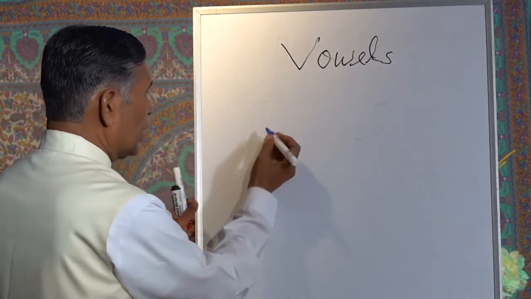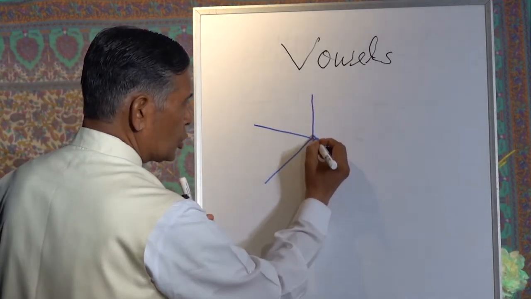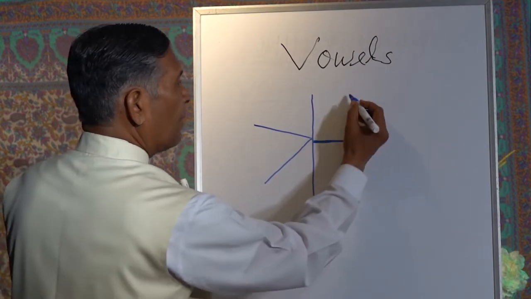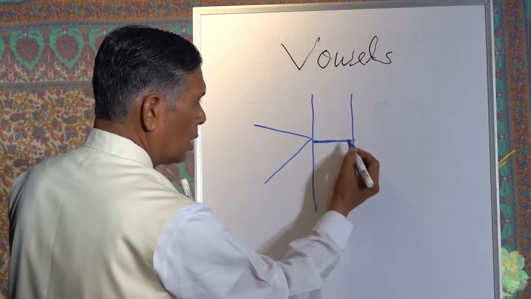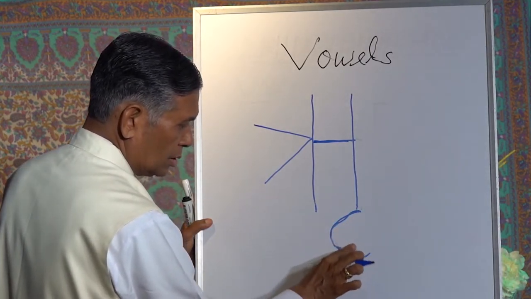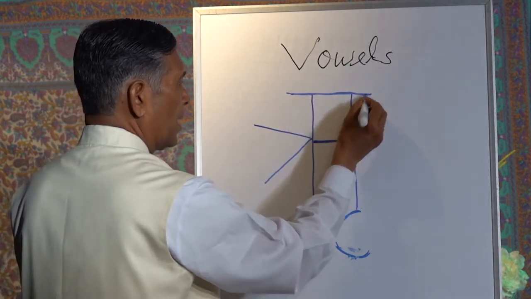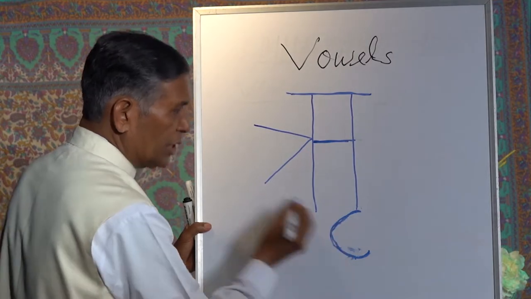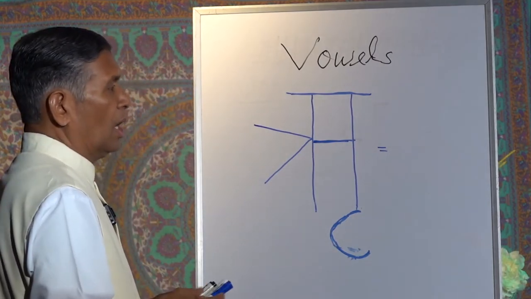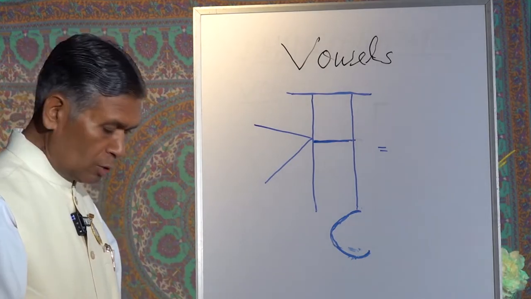How will you write Ri? Try to understand. From here to here, keep a stroke. Put a little link here. After that, put one more stroke, and under the stroke there will be a C-like curve. After that, you can bold the line. This is the letter Ri. For example, in Hindi, Rishi, and like Krishna, the Ri is coming in that word also.